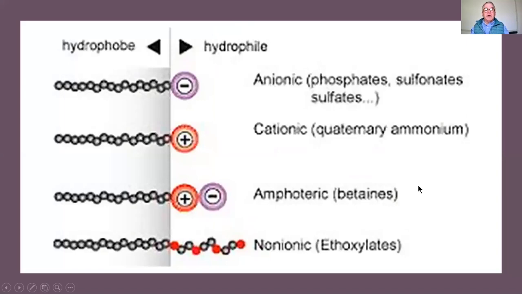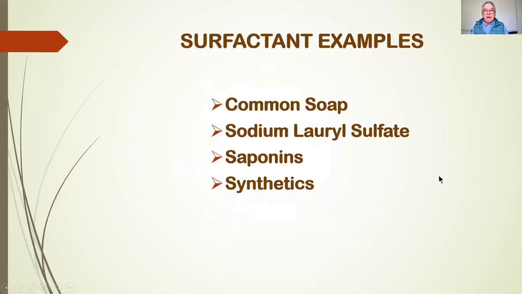There are different types of surfactants: anionic, cationic, amphoteric, non-ionic. These are just different types of surfactants. And surfactant examples: common soap, we're all familiar with that one. Sodium lauryl sulfate, very common all over the planet, used commercially, and is often found in shampoos.